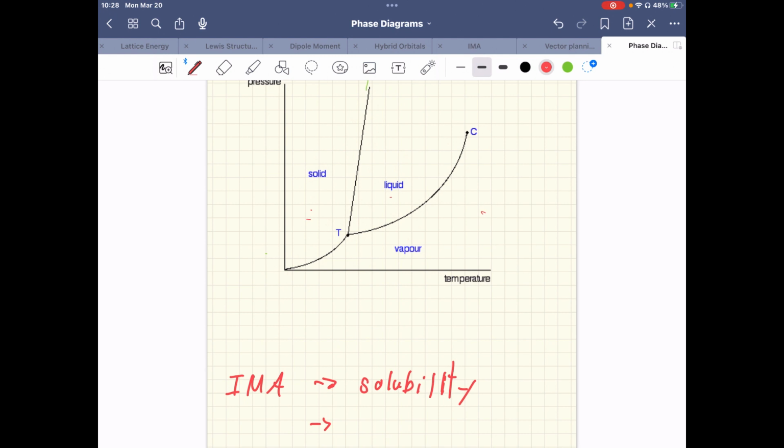How tightly are the molecules bound to each other? If they're bound very tightly to each other, it's going to take more energy to break the bonds of the solid and make it into a liquid, and take even more energy to break the bonds of the liquid and break it into a gas. So these also affect phase changes.